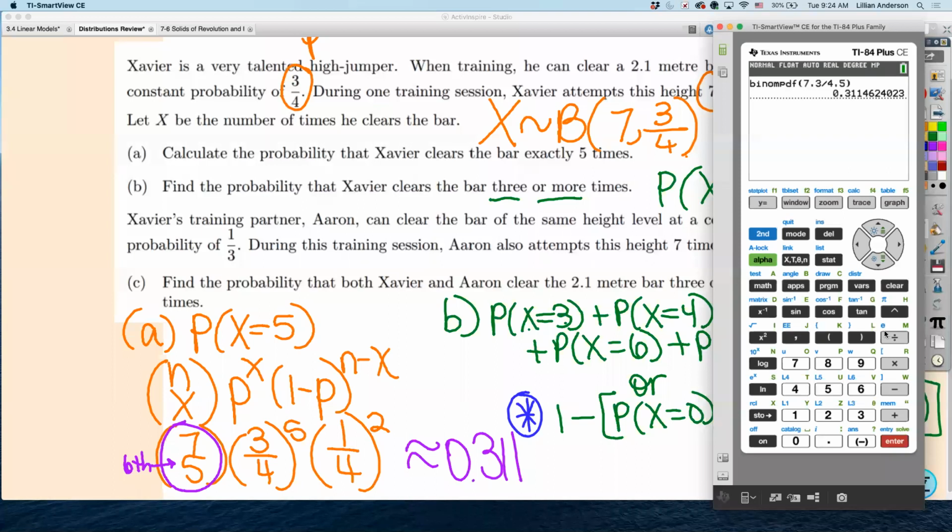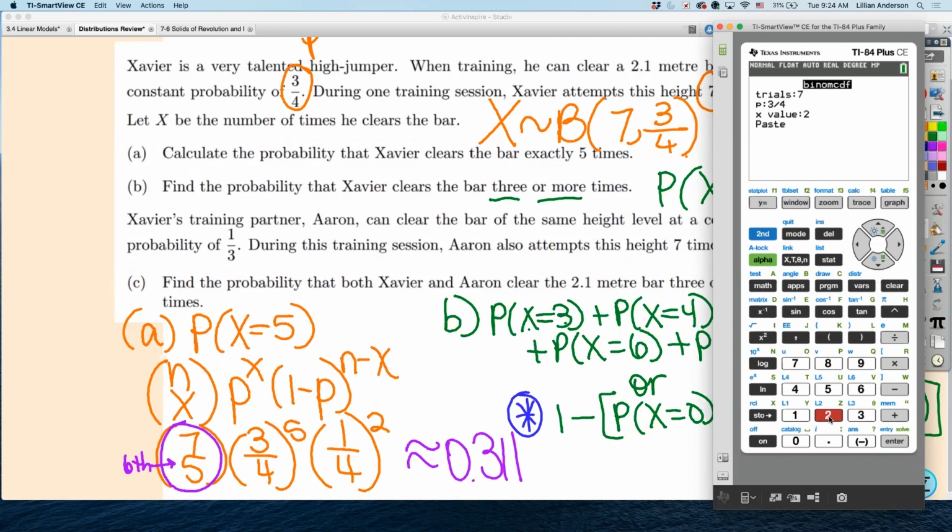All right, and so here we're going to go to second bars. This time we're going to go to Binomial CDF because we're dealing with the range. It's not exactly one number, it's a range of numbers. For our trials, we still have 7. Our probability is still 3/4, but our X value is going to be what? It's going to be 2.